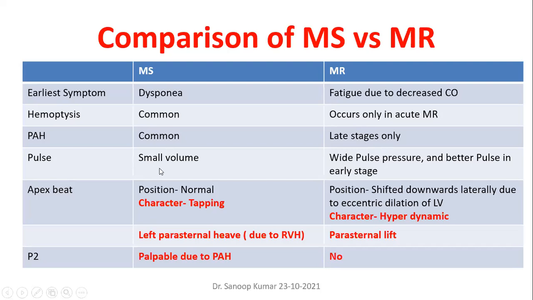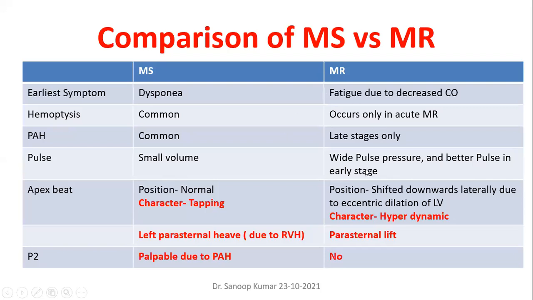And the pulse volume of mitral stenosis is very important. It is low pulse volume or small pulse volume. The reason is, I told you, the left atrium is not able to empty into the left ventricle completely because the mitral valve is stenosed. Since the atrium cannot empty into the left ventricle completely, the amount of blood that is going to come out from your left ventricle into your aorta, into your systemic circulation, will be less. So the pulse volume will be less in case of mitral stenosis.